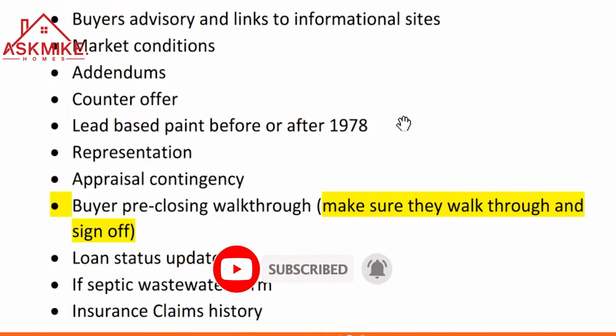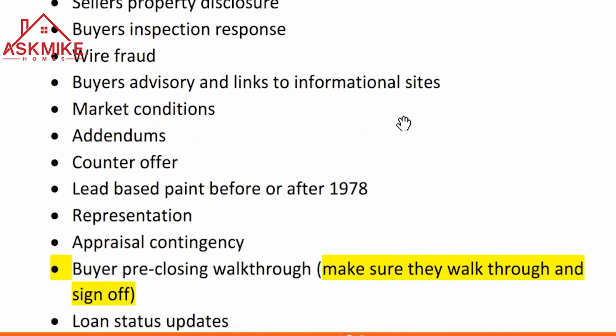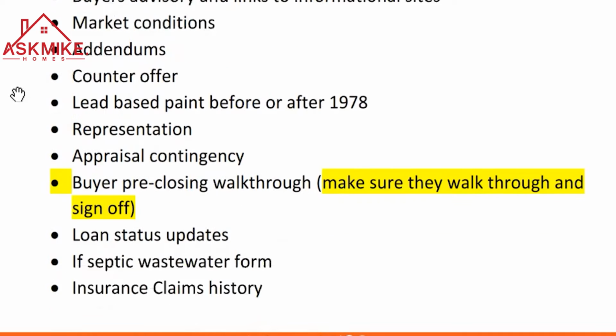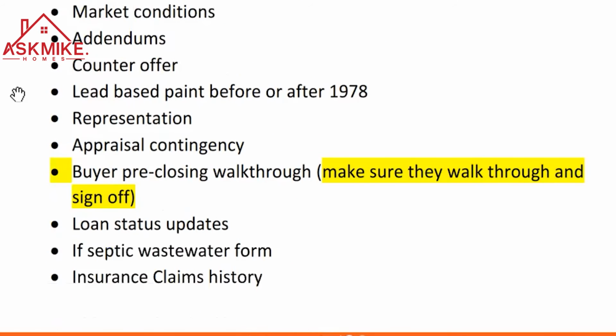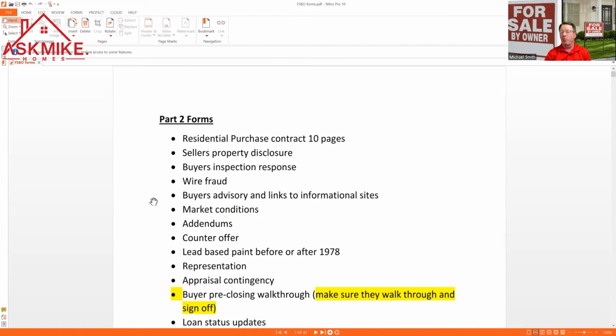Many times this whole loan approval process comes down to the last few days of a contract. So that can be very disheartening if something should happen. If there's a septic tank, real estate agents use a septic wastewater form. And another form that you're going to want to have in that contract, or have it part of the contract, is insurance claims history. You want to provide the buyers with a proof of insurance and any claims that you've made, because that can affect them.